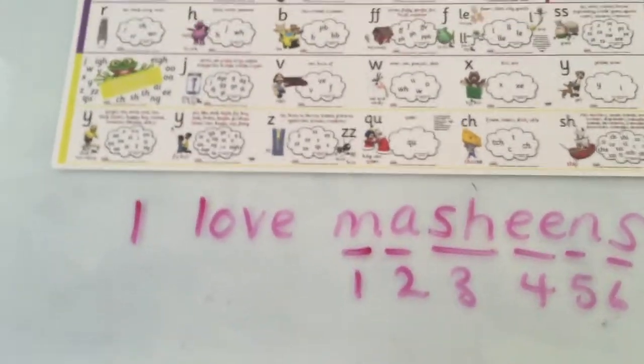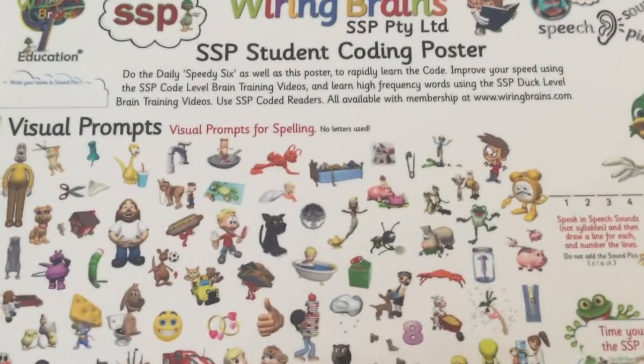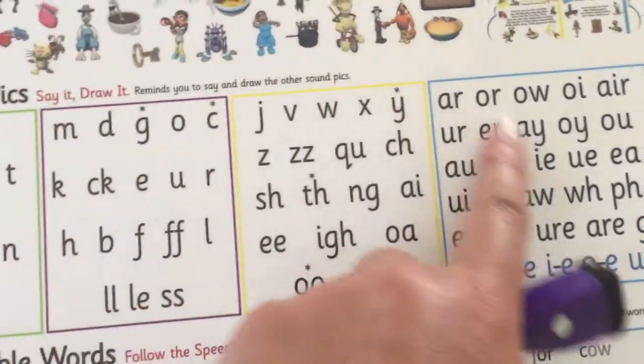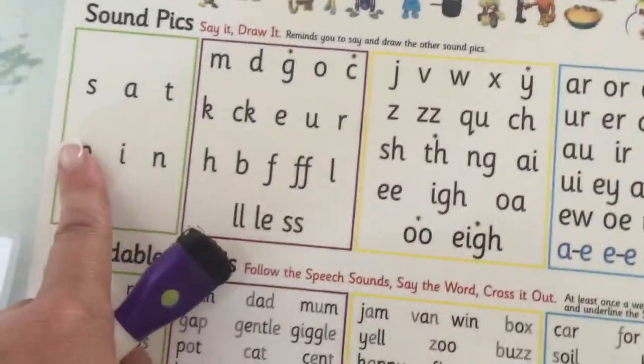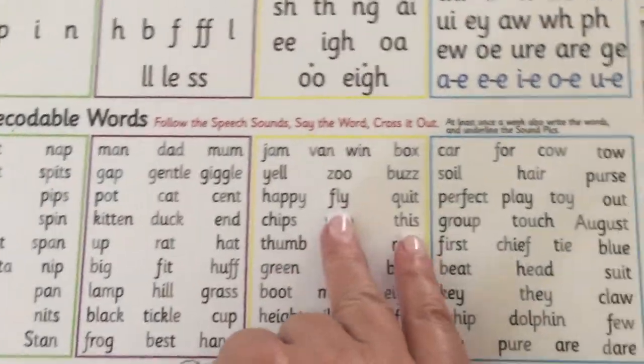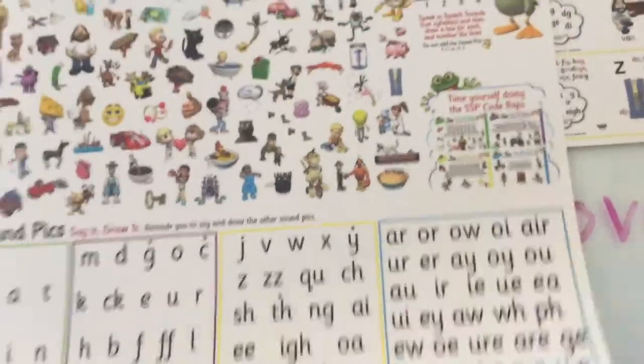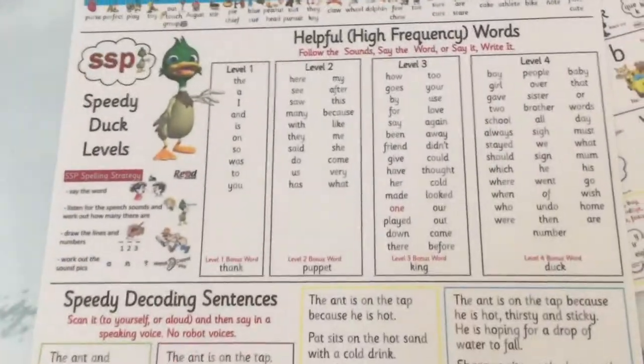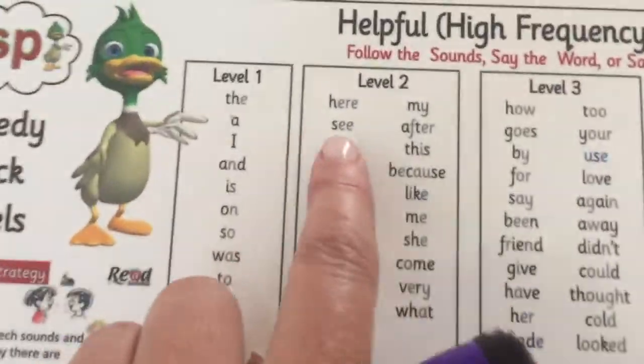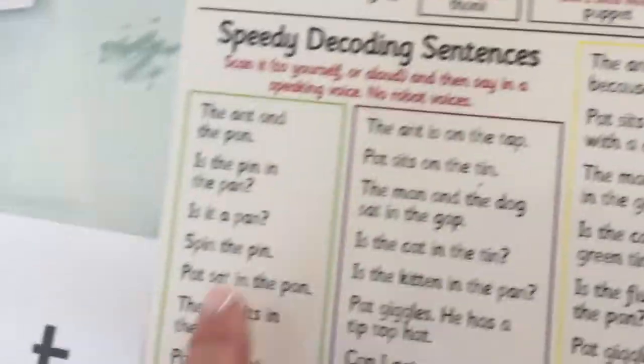As you know, within SSP, obviously we're teaching the code, which we have to do. We have to teach the code systematically and explicitly. That's why we actually have the coding poster, because you can learn about half of the whole of the code in half the time that you would normally do if you're doing a traditional phonics program that might take you a couple of years or whatever. We've even got coded high frequency words and all the rest of it. Speedy decoding sentences. We've got everything they need. So you've got your whole phonics program.